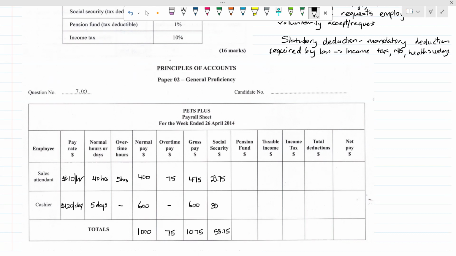Pension fund, 1%. So you find 1% of your gross pay, $4.75. $6. 10.75. Income tax, taxable income.